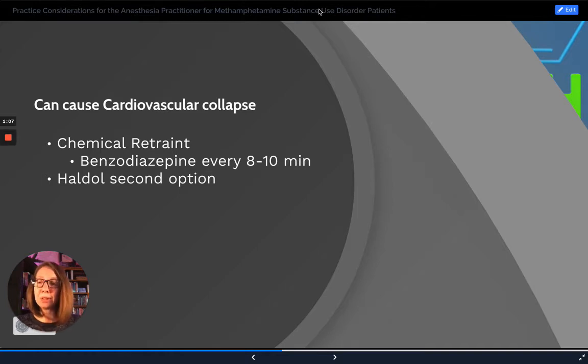Instead, chemically restrain your patient. How they recommend doing that is with benzodiazepines every 8 to 10 minutes. What is the most common benzodiazepine we have in the OR? Versed. So what you're going to want to do, give 2 milligrams every 8 to 10 minutes until desired effect. And by desired effect, I mean that your patient is calm enough to be sedated for the anesthesia procedure.